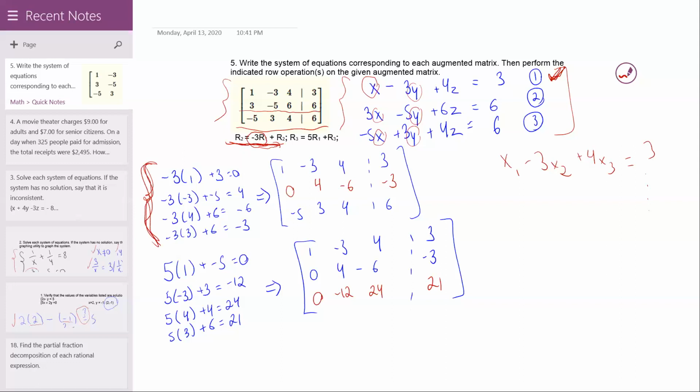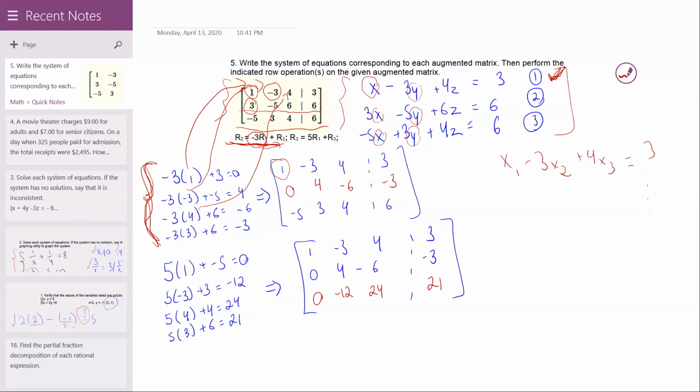So -3 times 1 plus 3 is 0. -3, so actually I'll show you. So -3 times 1 plus 3 is 0. -3 times -3. This is where these numbers are coming from. This 1, this -3, this 4.